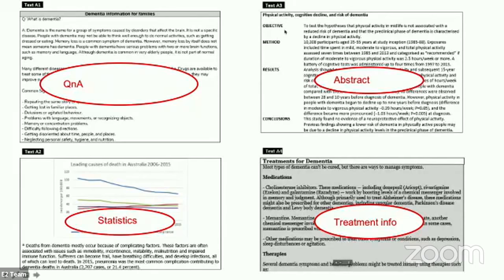Text A3, well, this is an abstract from a journal article, an academic article. It has objective, method, results, conclusion, hypotheses, participants, analysis. All these words will show us that this is some sort of abstract. Text A4, well, treatments for dementia. Need to pay attention to headings and subheadings, medications, therapies. So this is treatment information, text A4.